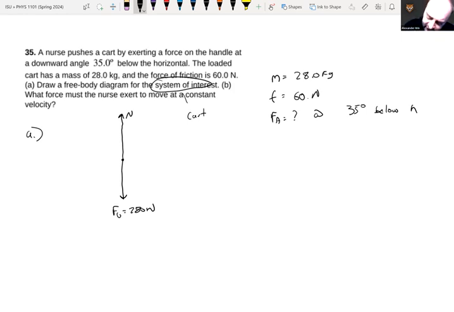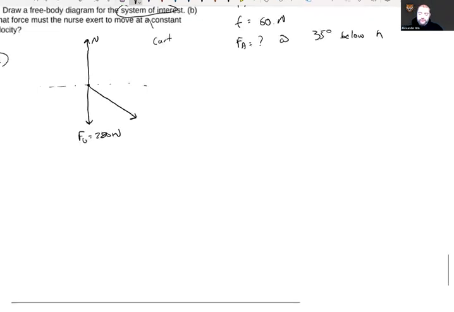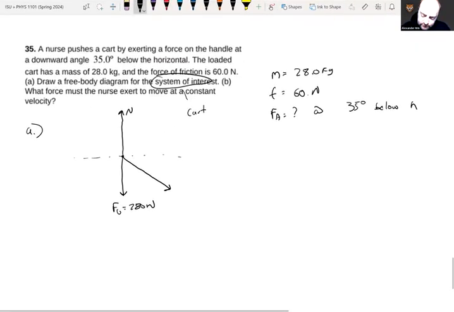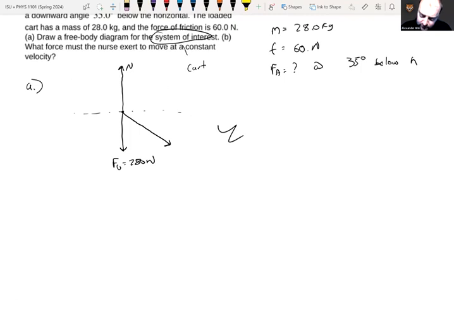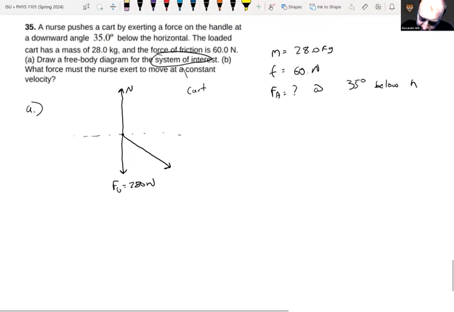But the first thing I would do, I'm going to make a dotted line to note the horizontal, because I need my F applied, because the angle is 35 degrees below the horizontal, like so.